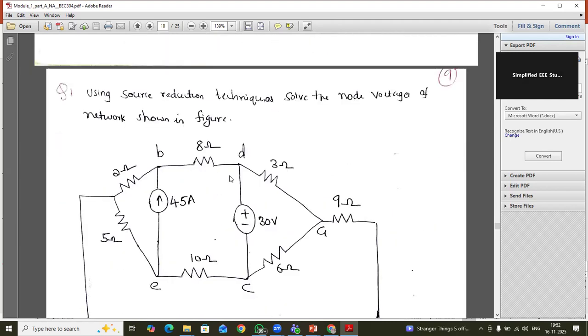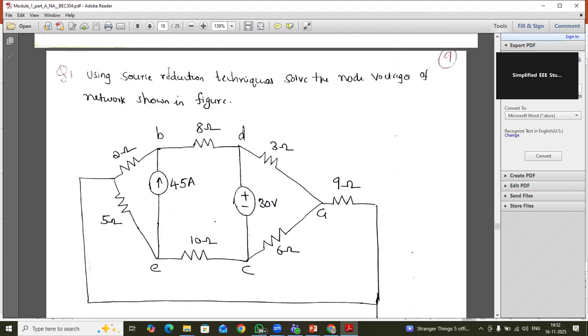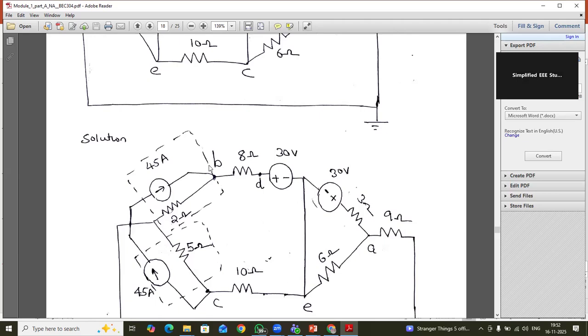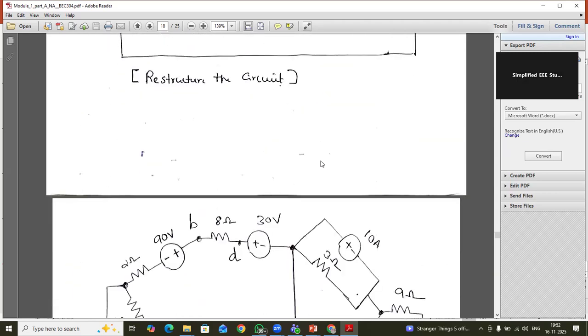Okay, so there are some numerical examples. I'll make a separate session for this. However, you can have a look at this. This kind of problem will definitely be asked in the university examination. So we'll be applying source transformation and source shifting accordingly.